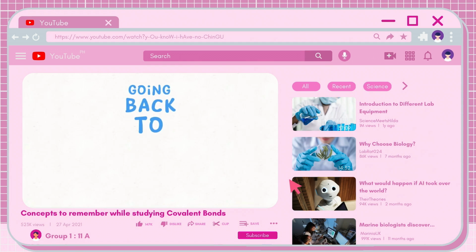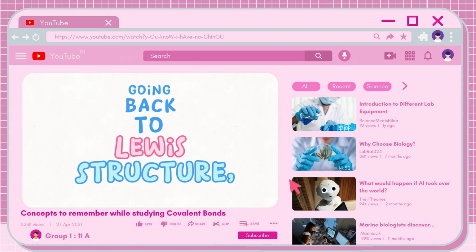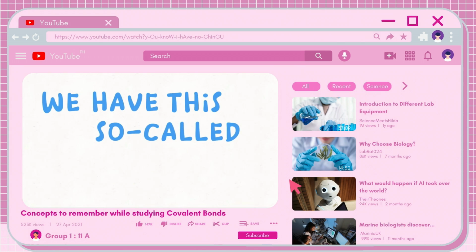Now, going back to Lewis structures, it will not always be perfect. We have this so-called resonance.